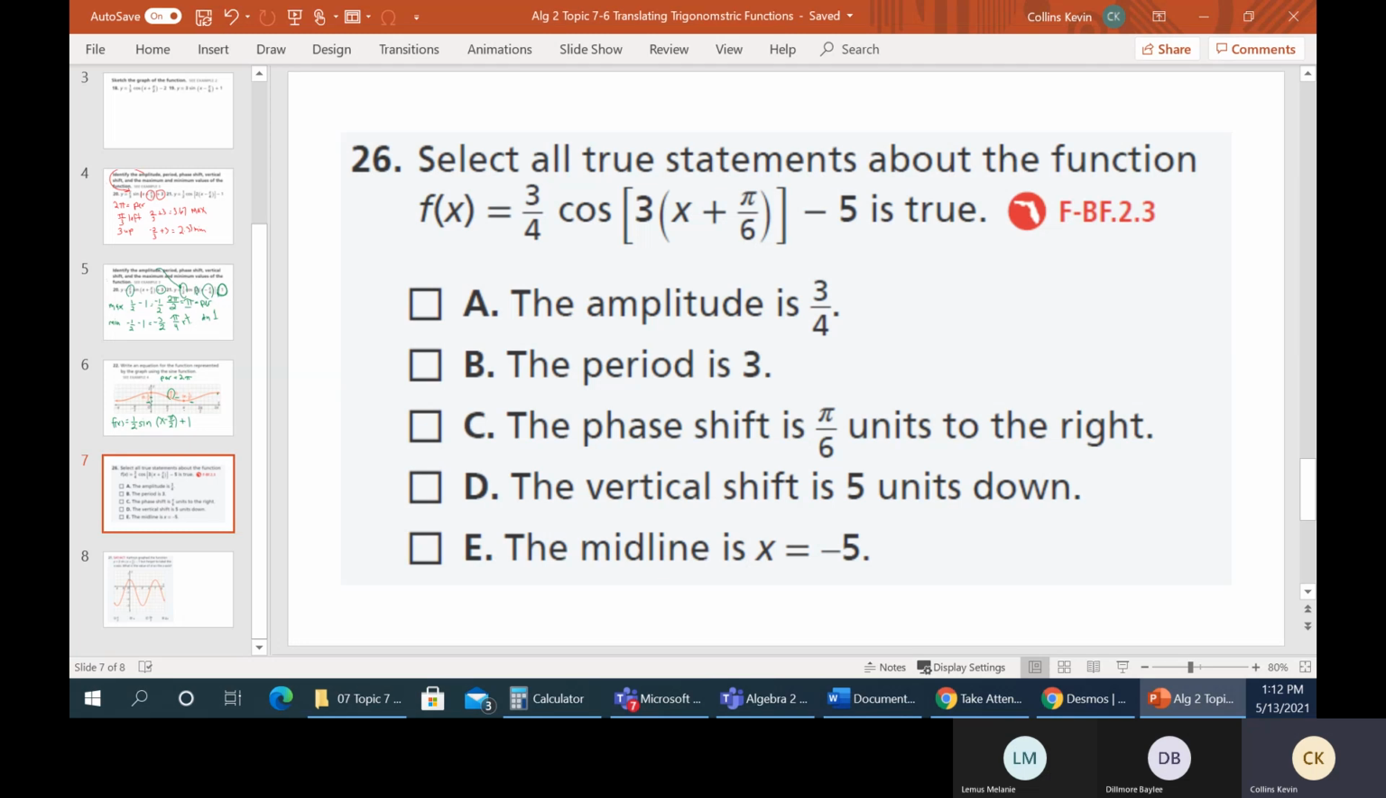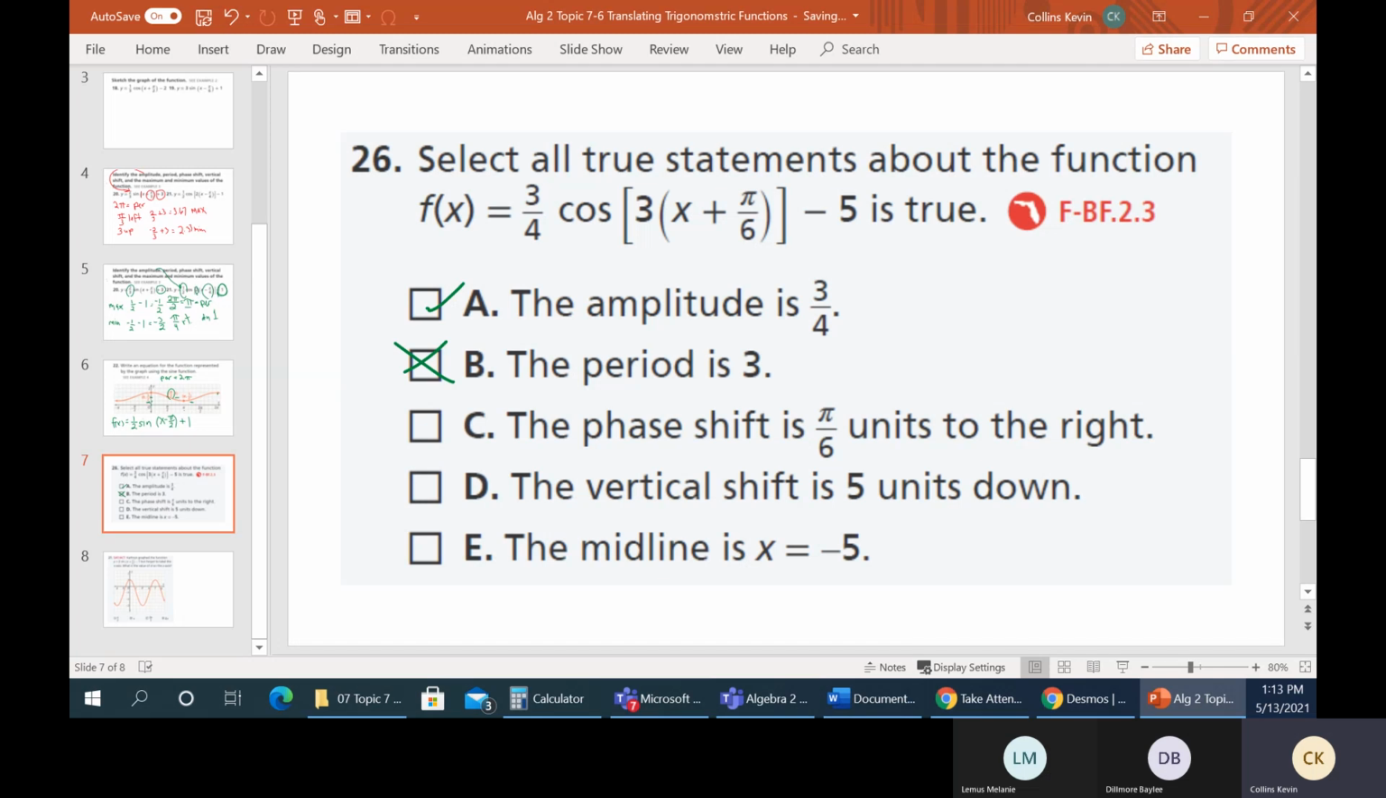So we know the amplitude is the number out in front of the cosine. So yeah, I think we're good there. So check on that one. The period is 3. What do you think, true or false? Nope, because the period would be 2 pi divided by 3, right? So yeah, he's out.